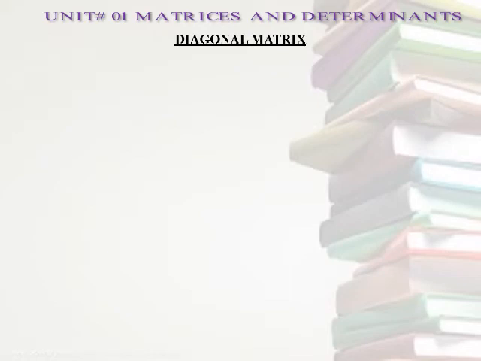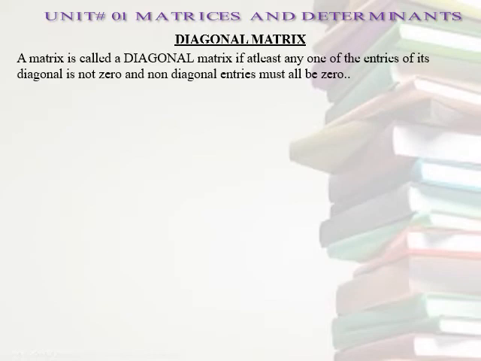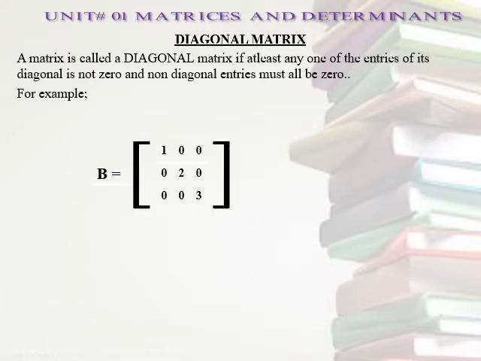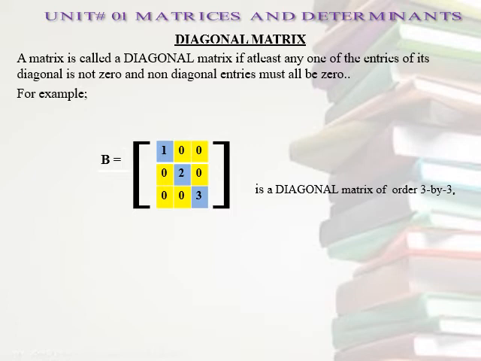The next type of matrices is the diagonal matrix. A matrix is called a diagonal matrix if at least one of the entries of its diagonal is not 0 and the non-diagonal entries must all be 0. For example, this is matrix B and the entries in its diagonal are 1, 2 and 3. As none of the entries in its diagonal is 0 and the non-diagonal entries are 0, matrix B is a diagonal matrix of order 3 by 3.